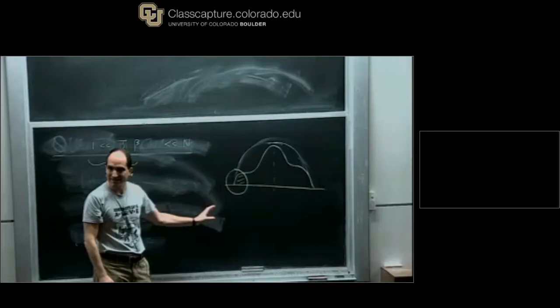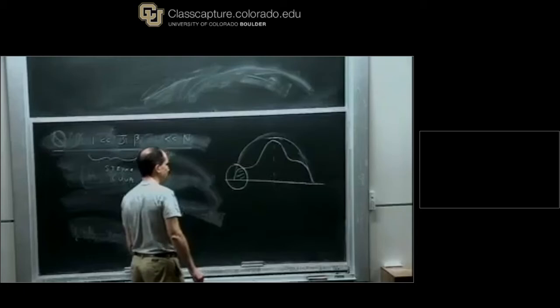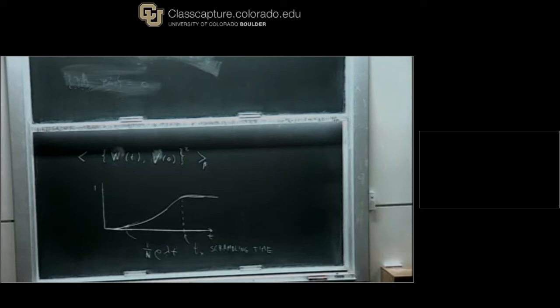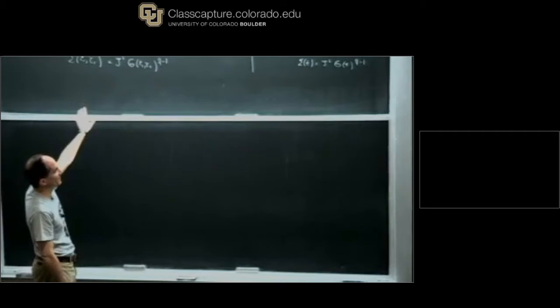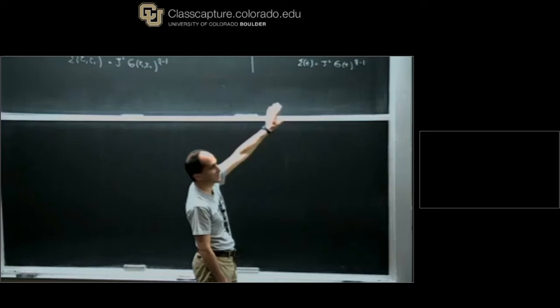Good. So now I'll remind you of the equations we had last time. There they are. We had the effective action, the equations of motion coming from the effective action, and the simple form of the equation, which assumed the translation symmetry. So we're going to solve these equations in Euclidean time.